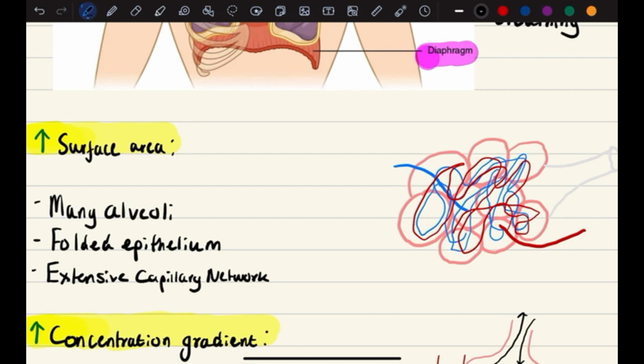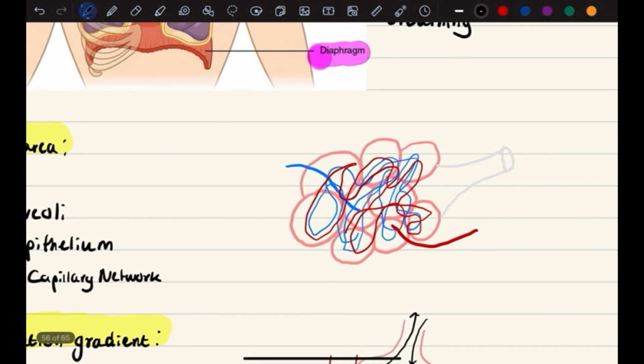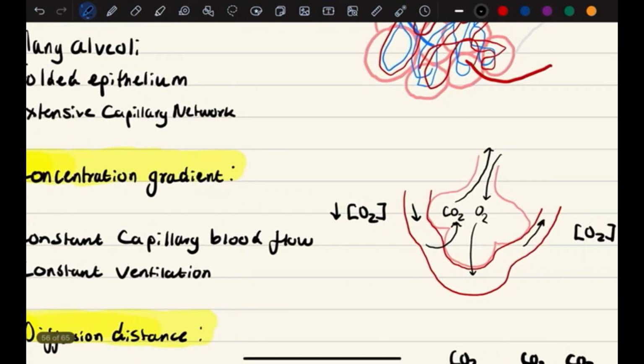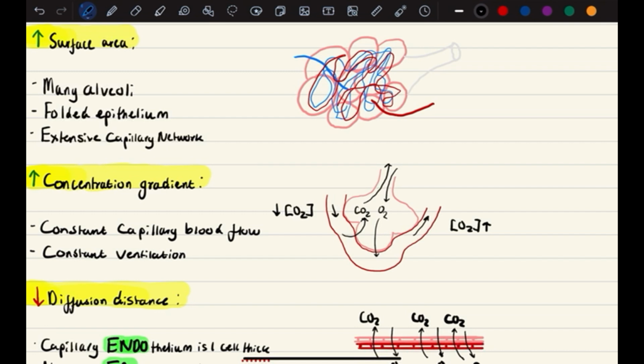You've got an extensive network of capillaries here. I've tried to draw them in the red and the blue. So you've got a really extensive capillary network, which also helps to increase the surface area. And I hope my diagram isn't too awful there. So let's go back to the concentration gradient. We want to increase the concentration gradient. And we can do that because you get a constant flow of deoxygenated blood through your capillaries to your alveoli. And you also have constant ventilation, as in you've got oxygen constantly coming in and carbon dioxide constantly being removed.